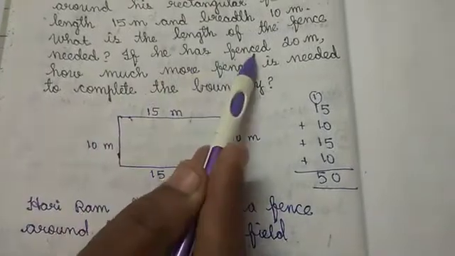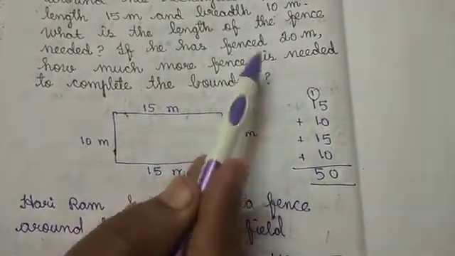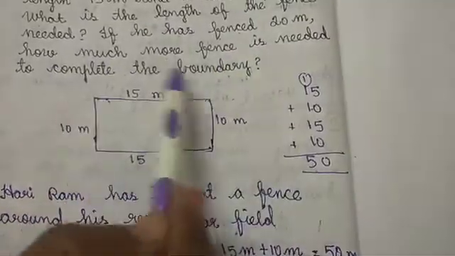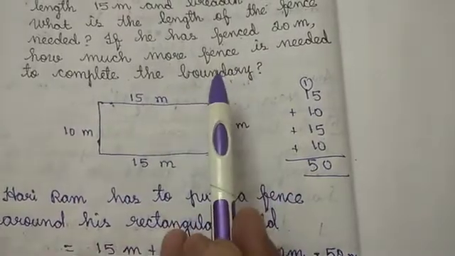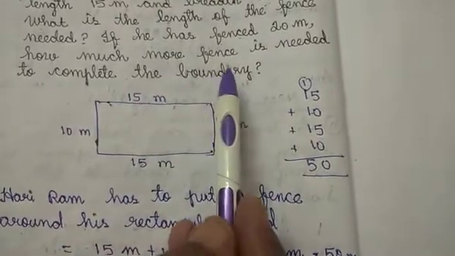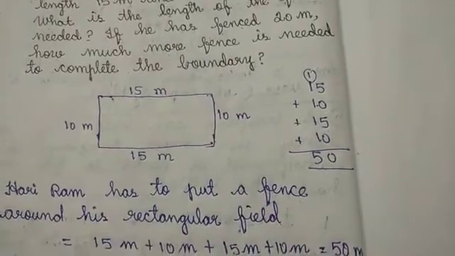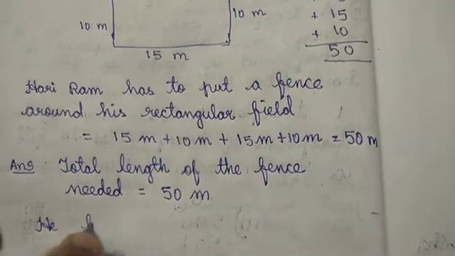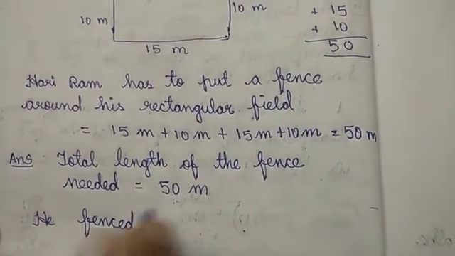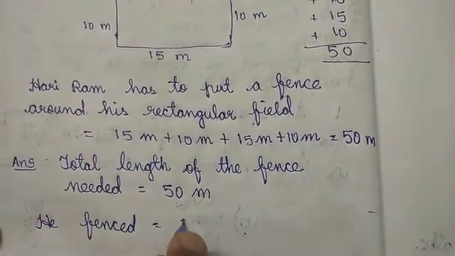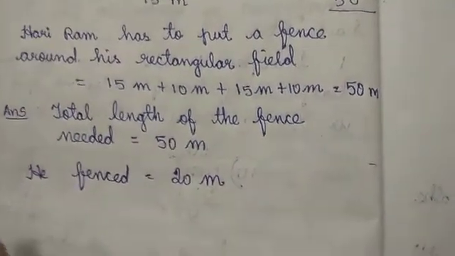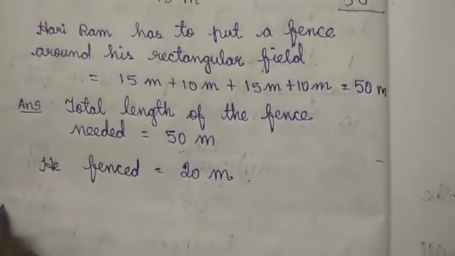And then the second question, listen here, children. If he has fenced 20 meter, how much more fence is needed to complete the boundary? If he has used 20 meter of fence, what is the remaining? You have to find out. So he fenced how much, children? 20 meter he has fenced. So the fence needed to complete the boundary, so another answer.